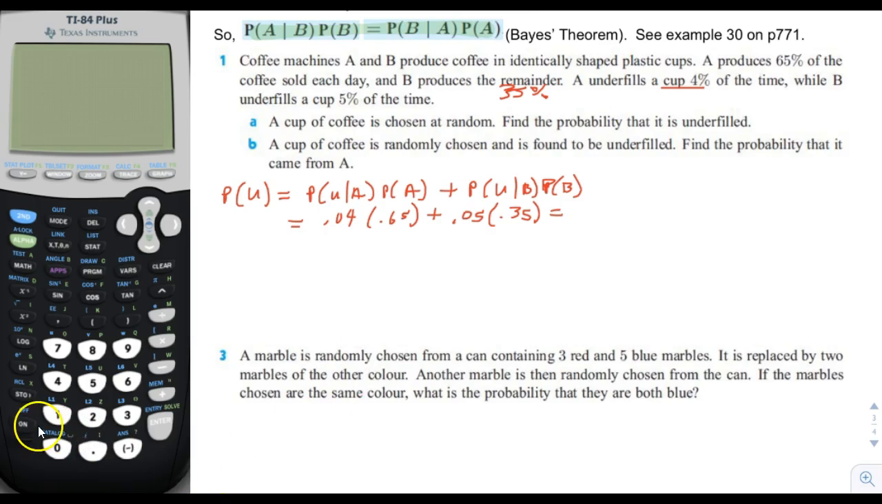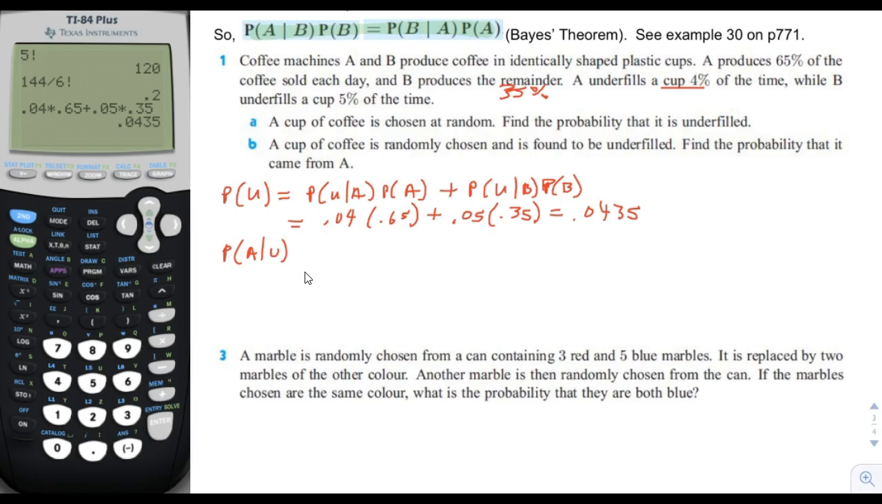So let's see, it's 0.04 times 0.65 plus 0.05 times 0.35. 0.0435. So it's 4.35% basically. Okay, let's take a look at part B. A cup of coffee is randomly chosen and is found to be underfilled. Find the probability that it came from A. So what's the probability that it is coffee A given that it is underfilled?